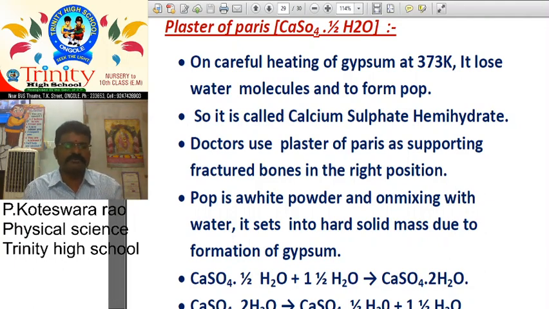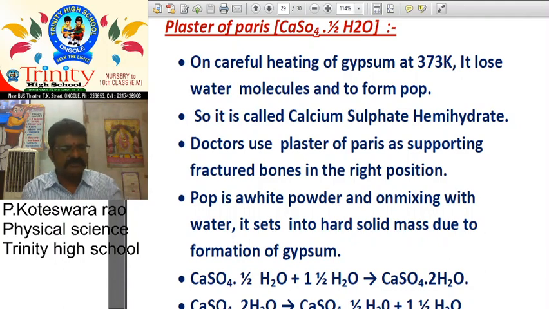Do you know, if any member falls down, unfortunately, what happens? If you take them to the doctor, he immediately uses a special arrangement. With the help of plaster of Paris, he prepares a special bandage, on which he can apply POP. So what is the use of that?